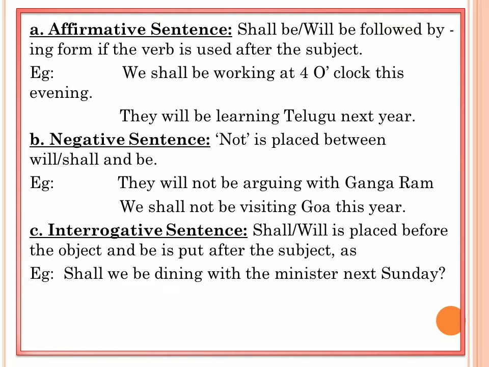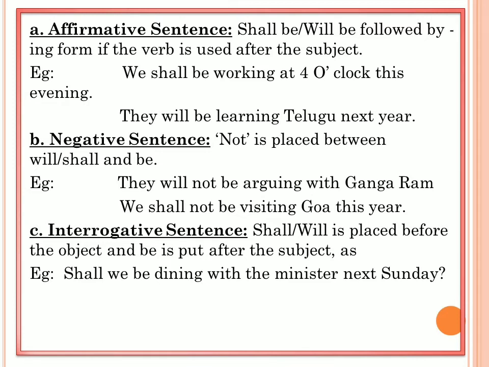Another one, interrogative statement, that I already thought is a question. So shall or will is placed before the subject, that we already know we have to place at the beginning. So will he be cooking, this is his subject? Shall we be dining with the minister next Sunday? Okay, shall is placed first, and be is put after the subject.